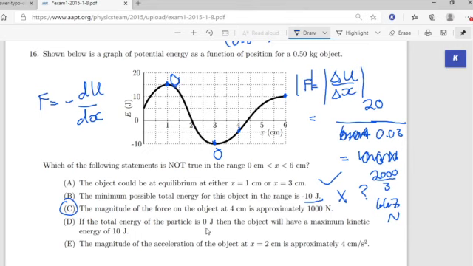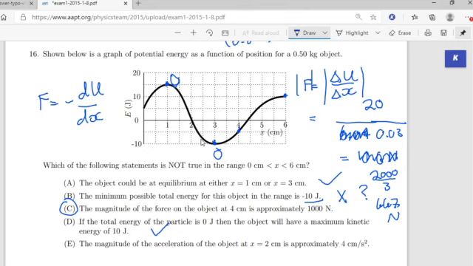If the total energy of the particle is 0 joules, then the object will have a maximum kinetic energy of 10 joules. Well, yeah, because the minimum potential energy is -10, so that works. The magnitude of acceleration of the object at 2 centimeters is approximately 4 centimeters per second squared.